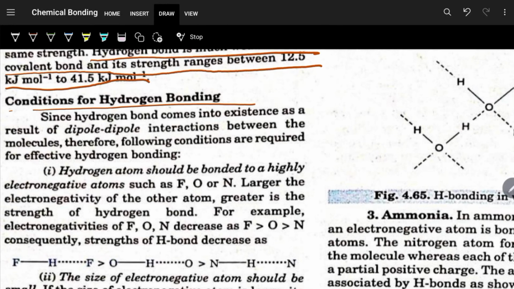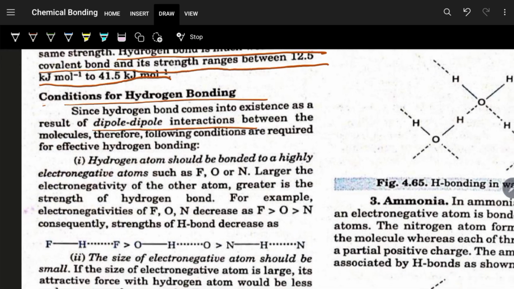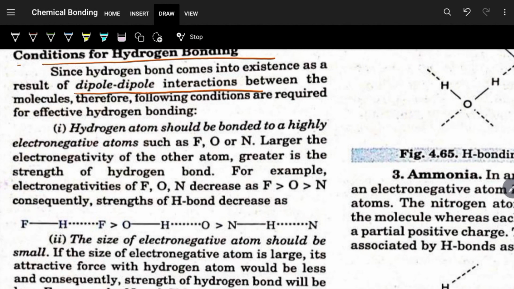It exists as a dipole-dipole interaction because there is induced polarity. So it is like a dipole-dipole interaction. And what are the conditions for effective hydrogen bonding? Let us see. That is the electronegativity of the atom.